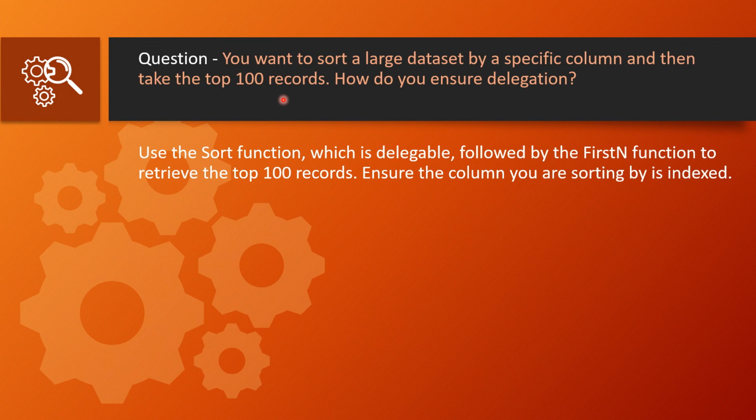Next question is, you want to sort a large data set by a specific column and then take the top 100 records. How do you ensure delegation? Here you need to use the Sort function, which is a delegable function, and after that use the FirstN function to retrieve the top 100 records. That will ensure the column you are sorting by is indexed. Basically the column should be indexed, which makes retrieving the data faster.